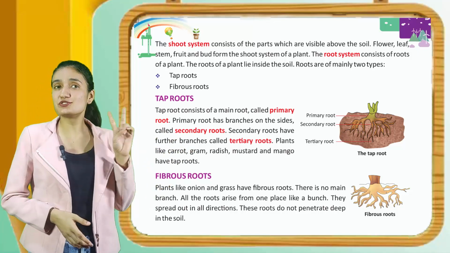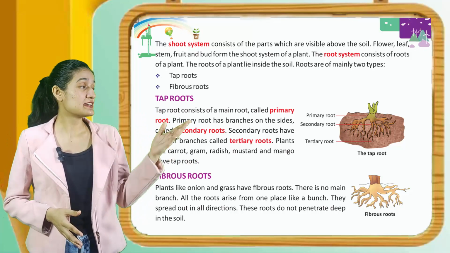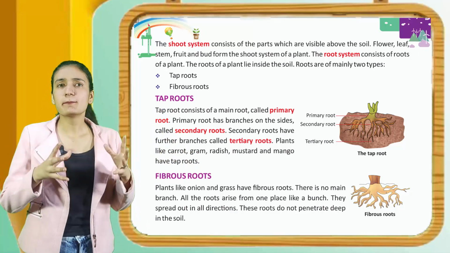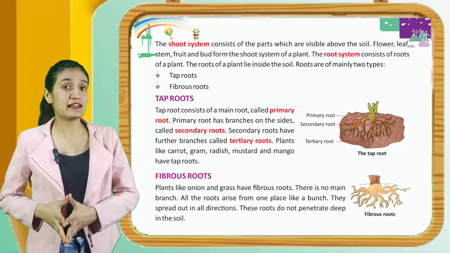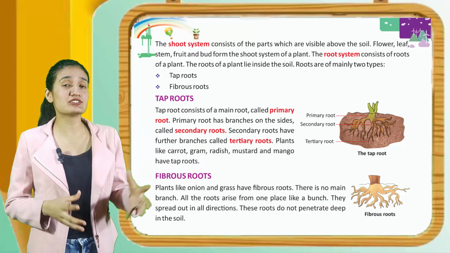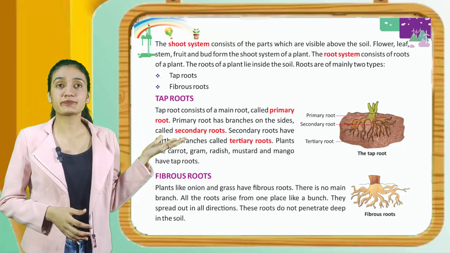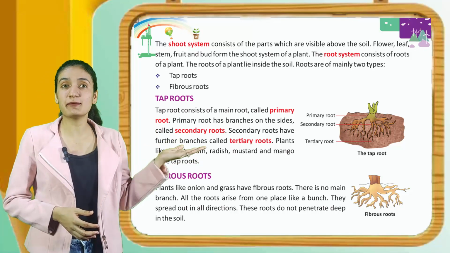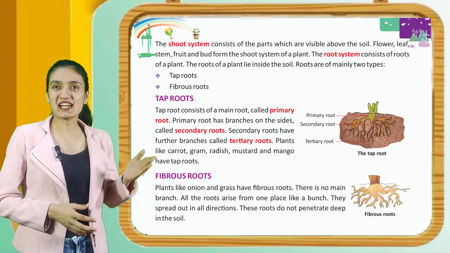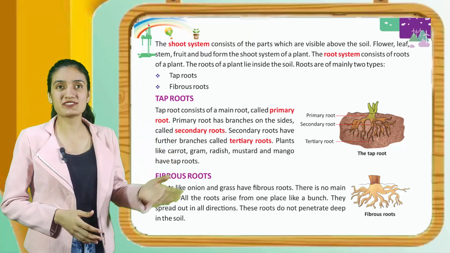Roots are of mainly two types, taproot and fibrous root. Taproots consist of a main root called primary root. Primary root has branches on the sides called secondary roots. Secondary roots have further branches called tertiary roots. Plants like carrot, gram, radish, mustard and mango have taproots. Here you can see the picture of taproot. So students, can you see there are number of roots.